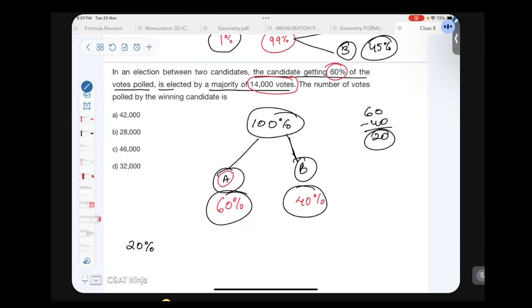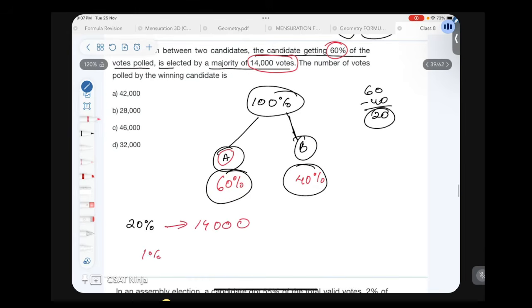But A won the election by 20%, and in our question it is given as 14,000 votes. That means this 20% is nothing but 14,000 votes. So 1% will be how much? 14,000 divided by 20, the zeros cancel, 2 sevens are 14. That means 1% represents 7,00.